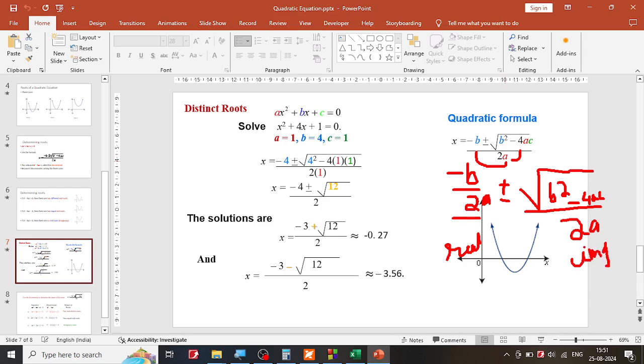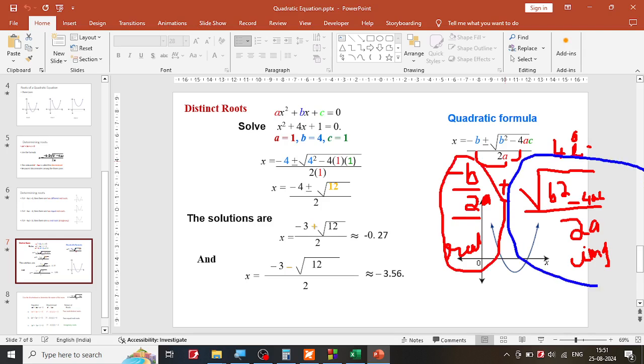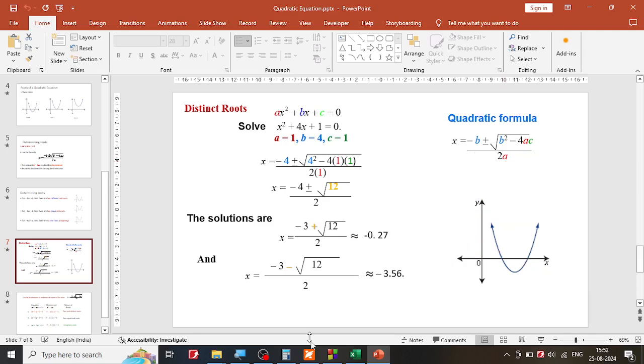Why is this part imaginary? Because I told you if this is minus 16, then what you get is 4i. So i is the imaginary term. What is i? Square root of minus 1. So this part is imaginary, this part is real. So we will calculate the real part and the imaginary part separately. Let's go ahead and do that.